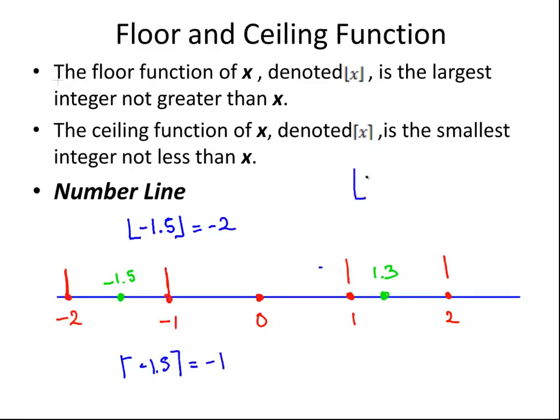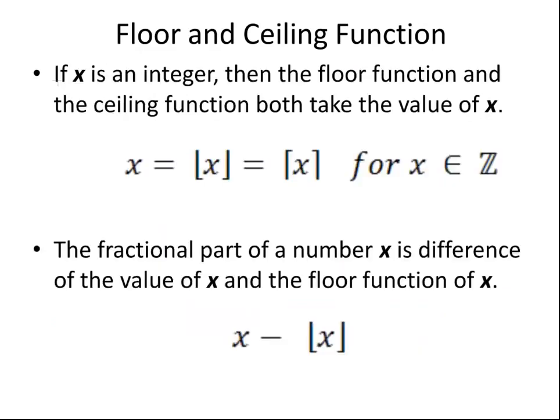Likewise over here, the floor function of 1.3 is simply 1, and the ceiling function of 1.3 is 2. It's usually on the negative side of the number line that we run into problems. Now, if x is an integer, then the floor function and the ceiling function both take the value of x. So if x is an integer, x equals the floor function of x equals the ceiling function of x.